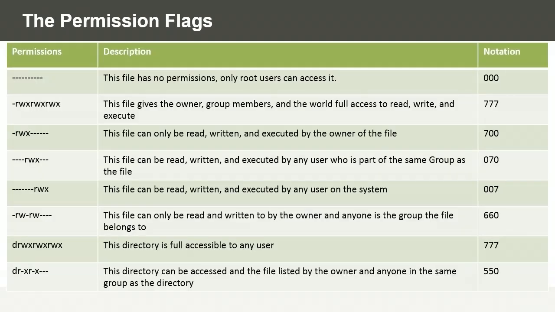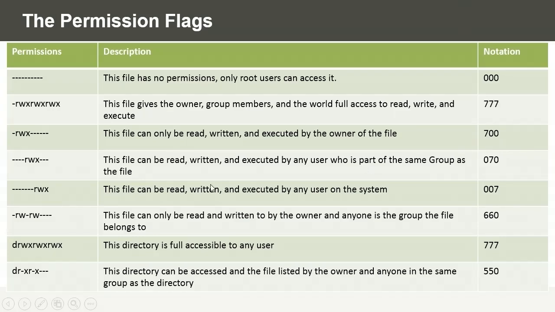So when we piece together the permissions for the owner, the group, and other, we get examples such as we see on the screen here. For example, if we have read, write, and execute in the first set of permissions, it means that the file can only be read, written, and executed by the owner of the file. Numerically, the permission set would be 7, 0, 0.